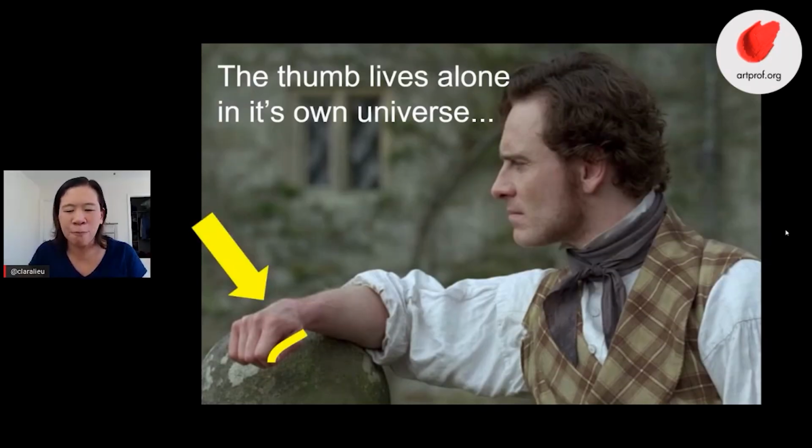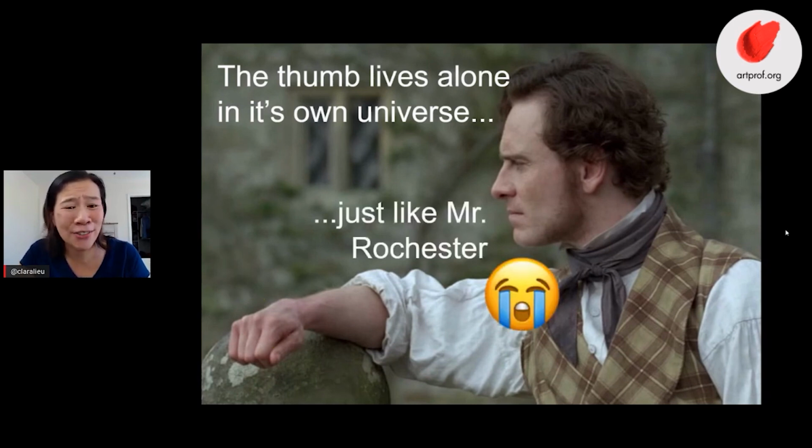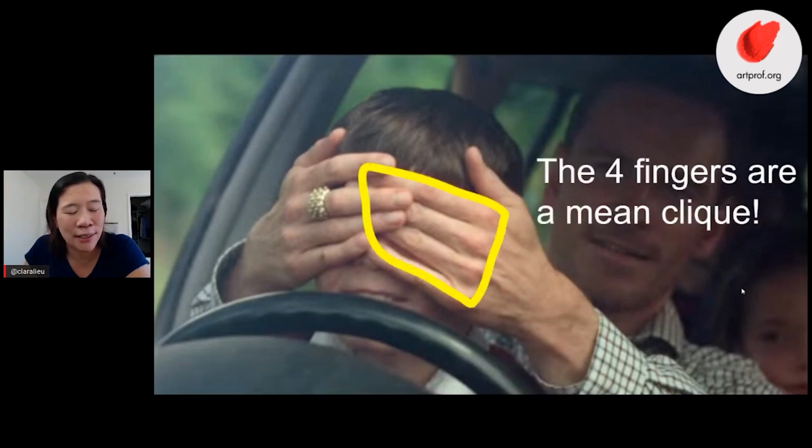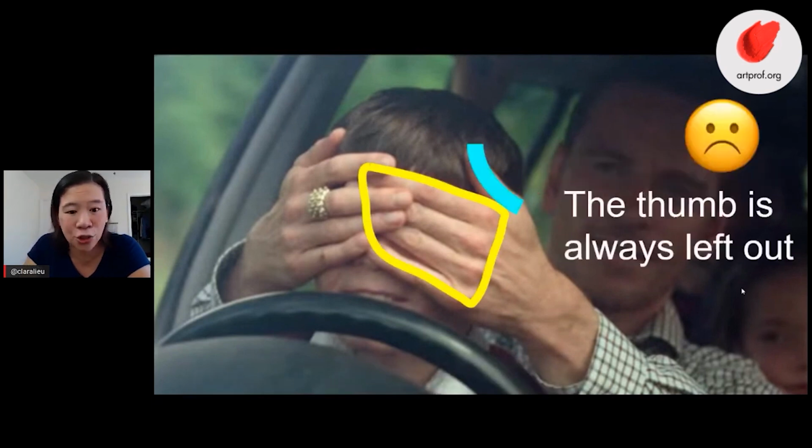The thumb, very much, is in its own universe. It's not hanging out with the other fingers. Just like Mr. Rochester, look at him. You guys see that? Oh my God, I just love it when he's upset and he's looking into the distance, and I love his hair in this movie. The four fingers, they're like a clique. They're totally excluding the thumb. The thumb is so alone, and it's always left out. It's like me in high school. You guys should cry me a river.